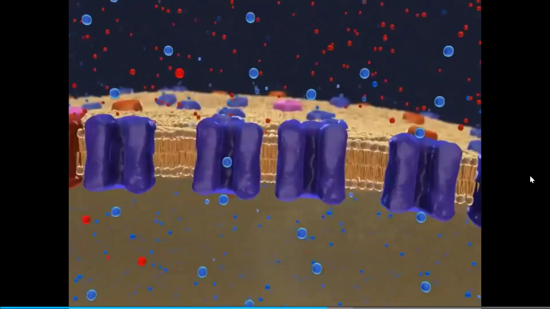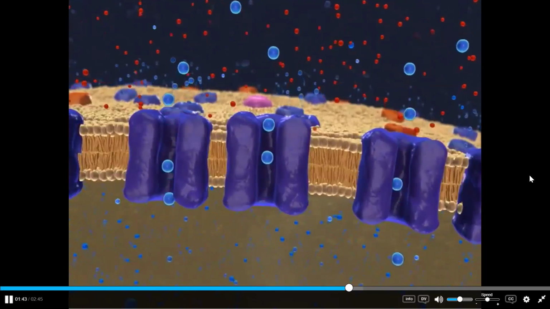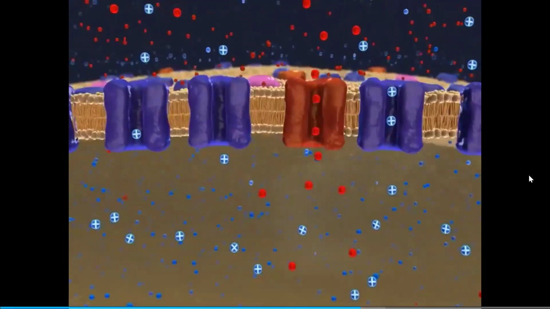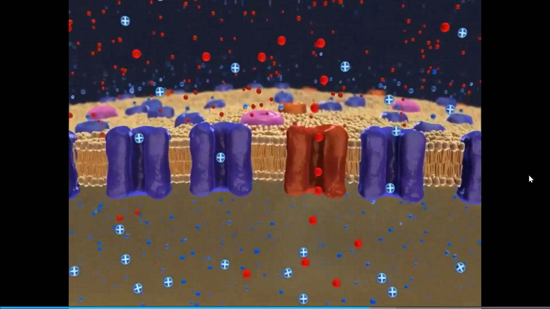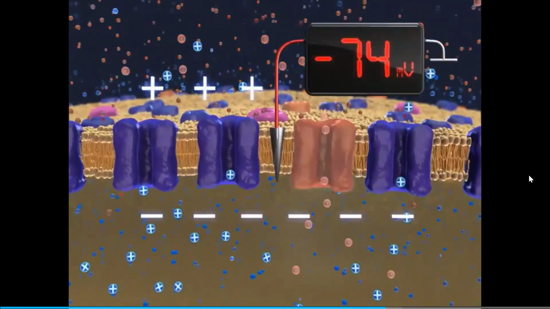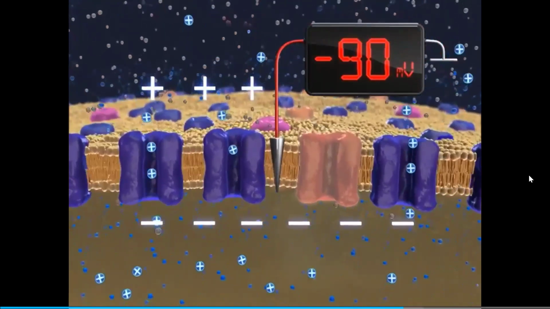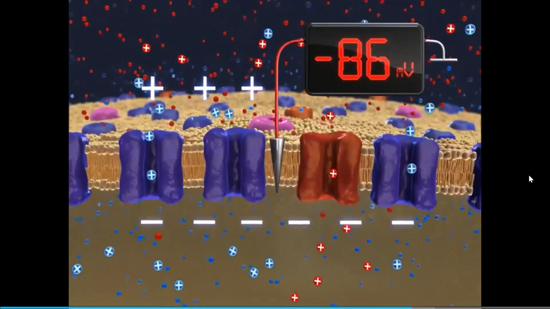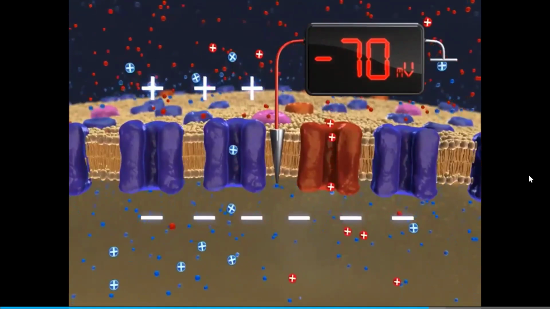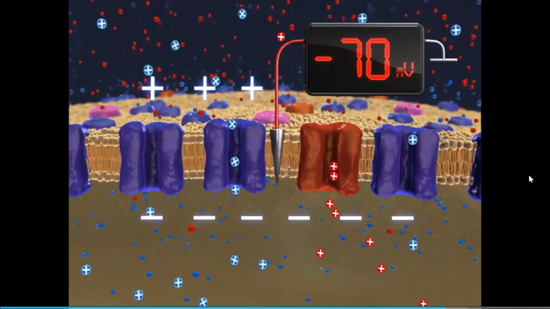Thus, the membrane is much more permeable, or leaky, to potassium ions. As positively charged potassium ions leak out of the neuron, the inside surface of the membrane becomes negatively charged compared to the outside surface. If potassium was the only ion moving, the potential would stabilize at minus 90 millivolts. However, positively charged sodium ions leak into the neuron, which slightly offsets the negative charge and raises the voltmeter reading to minus 70 millivolts.